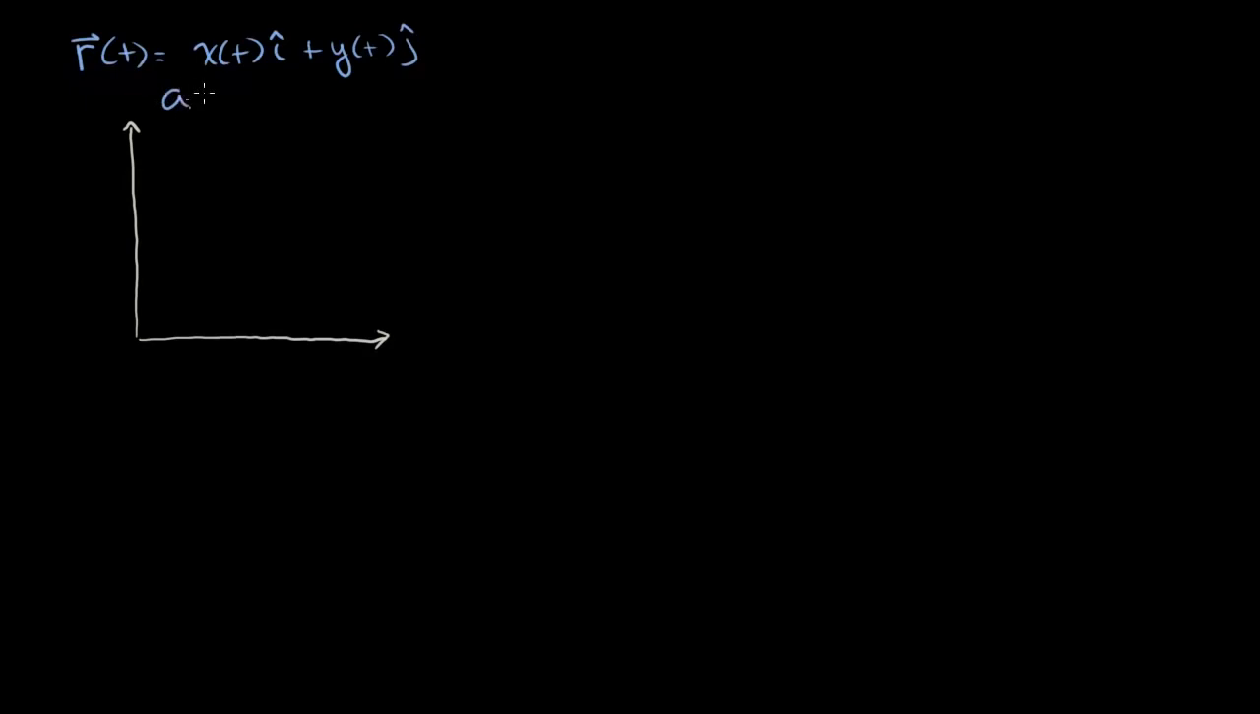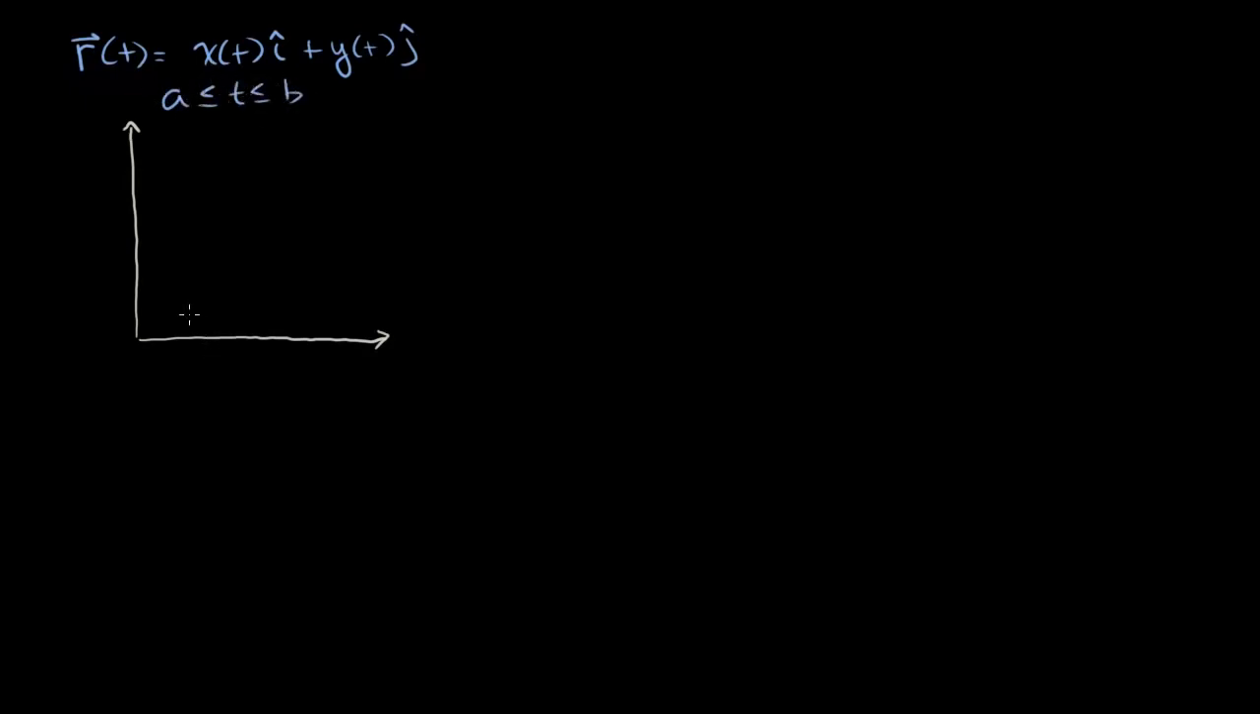Let's say I have a position vector function that looks like this. r of t is equal to x of t times the unit vector i plus y of t times the unit vector j. And let me actually graph this. So that's my y-axis. That is my x-axis. And let's say r of t is for t between a and b.